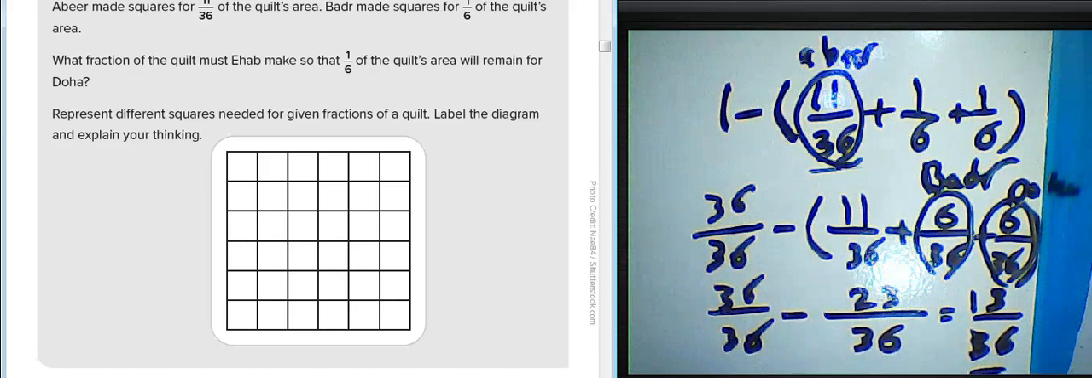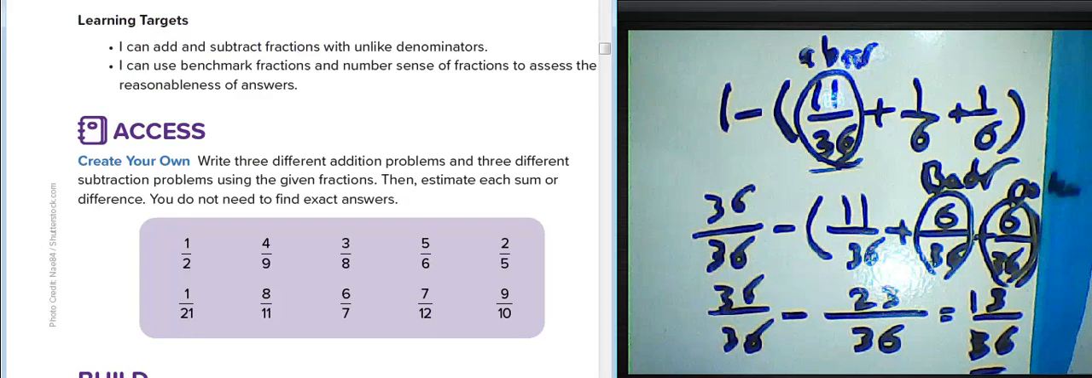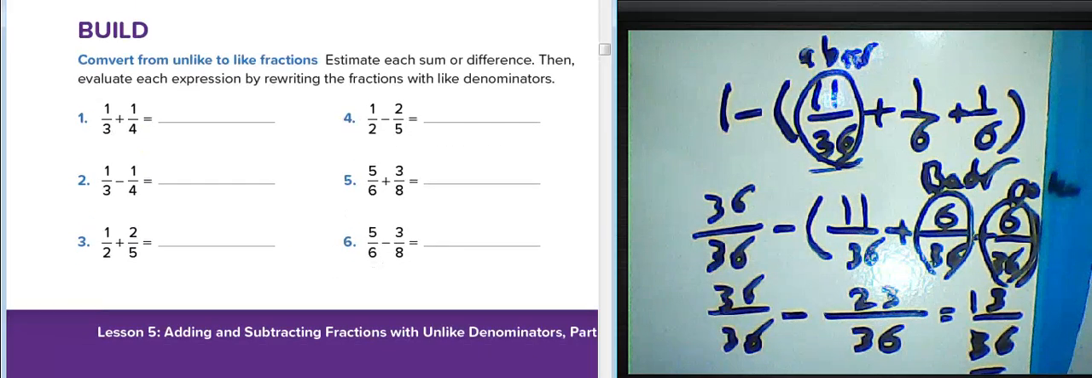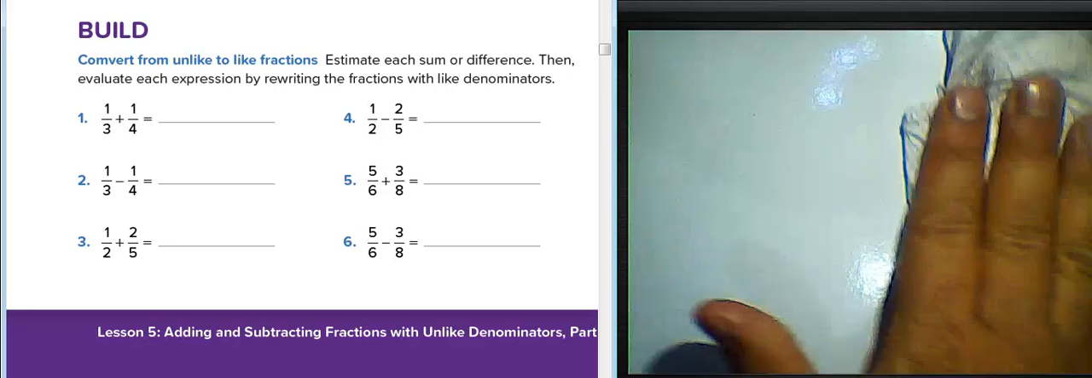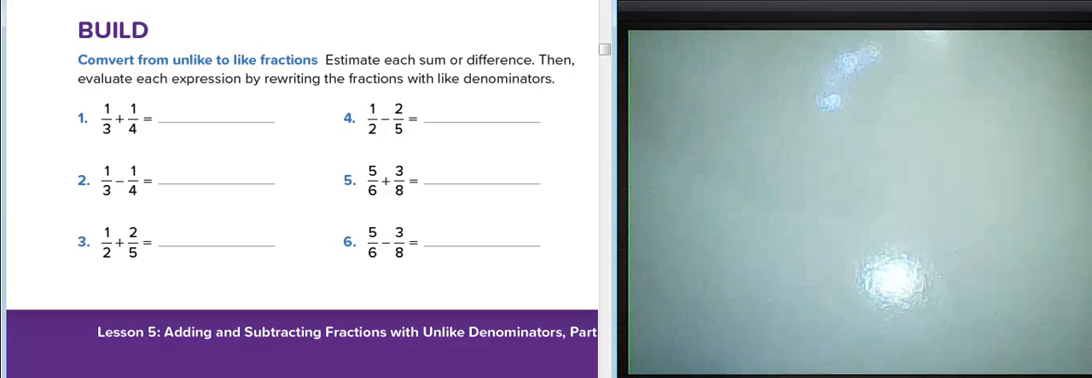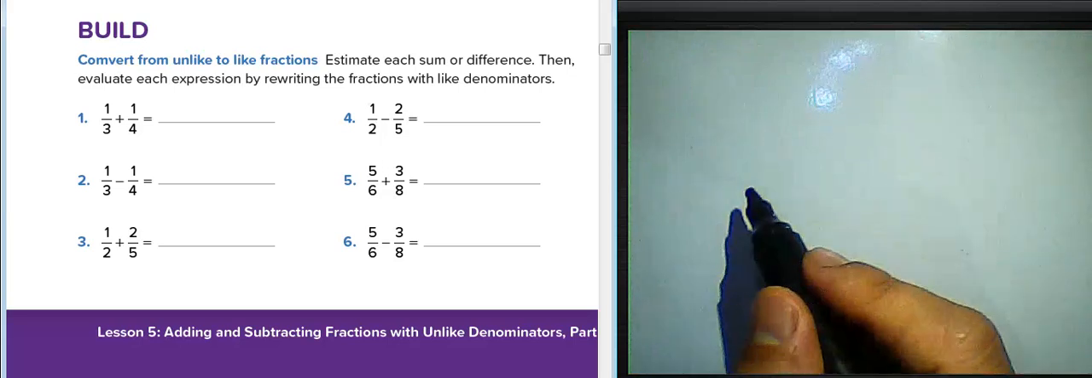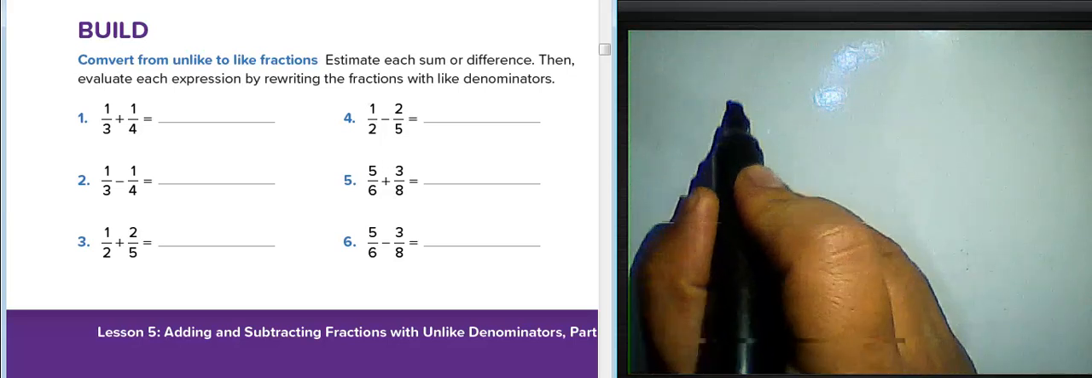Okay, my students. Okay, lesson 5. Convert from unlike to like fractions. Estimate each sum or difference. Then evaluate each expression by rewriting the fractions with like denominators. Okay. I will estimate using the benchmark numbers 0, half, and 1. Look with me at question number 1 here.